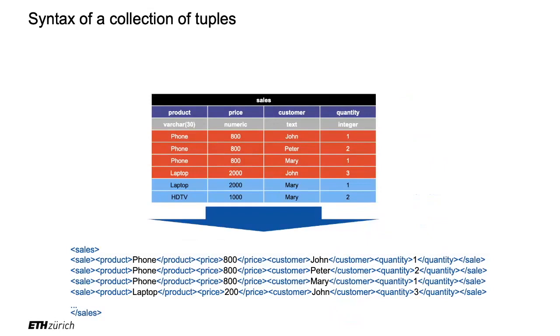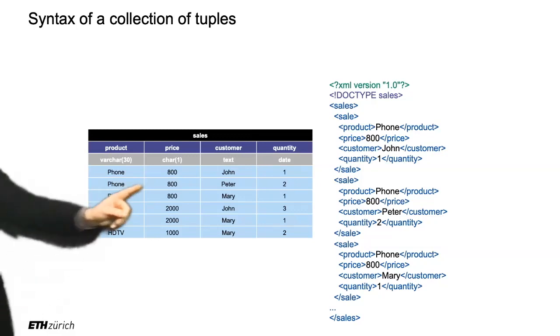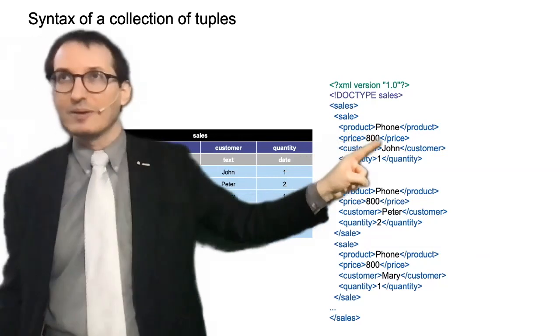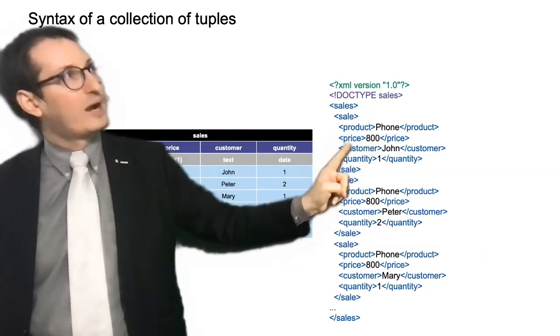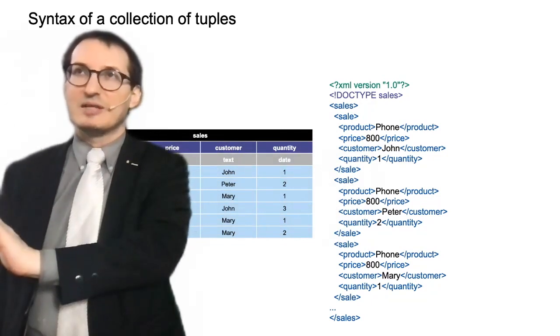So the question I'm repeating for the people on Zoom: how do you define the type, for example, varchar 30, numeric, and so on? This is done separately in what is called a schema, XML schema. We'll see that in 2 weeks. What you can say in XML schema is that the element that is called product must be a string. The element that is called price must be an integer, and so on. So you define it separately in an XML schema.